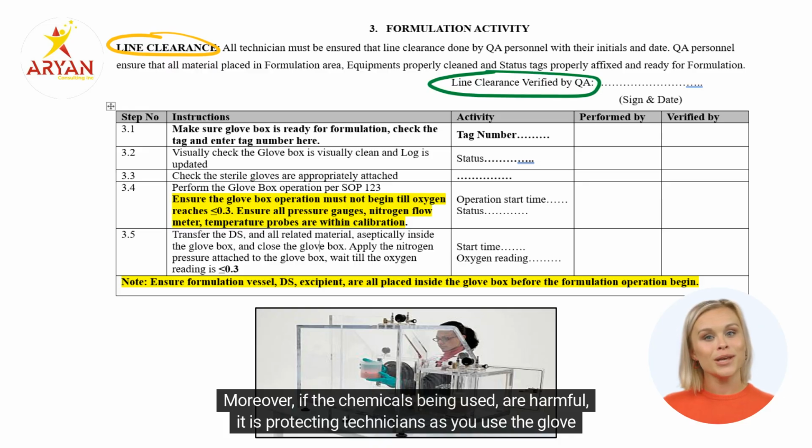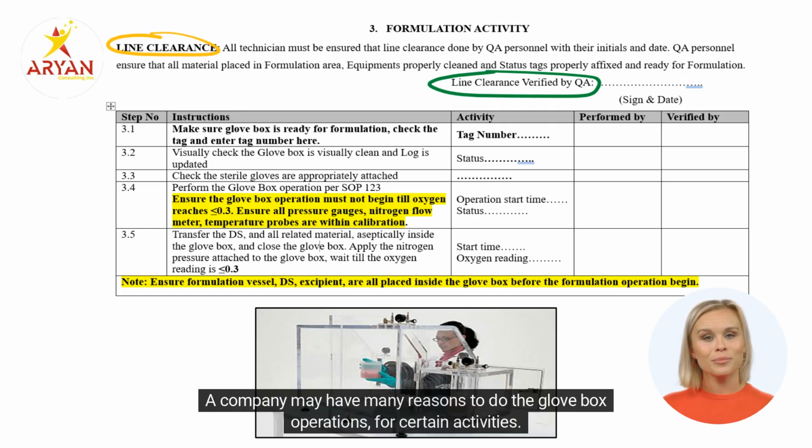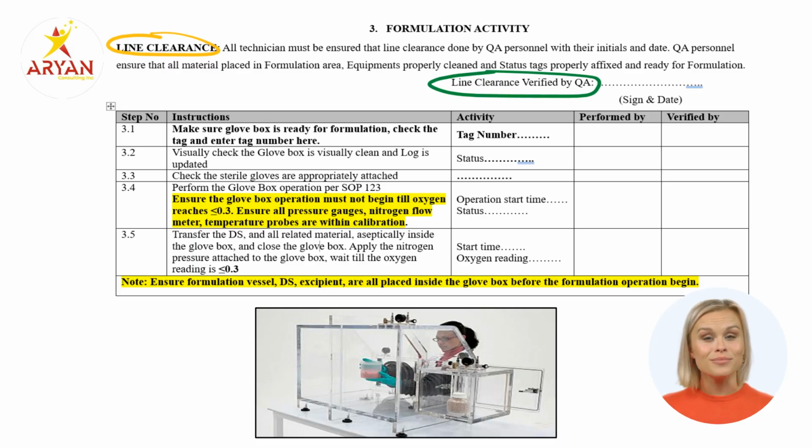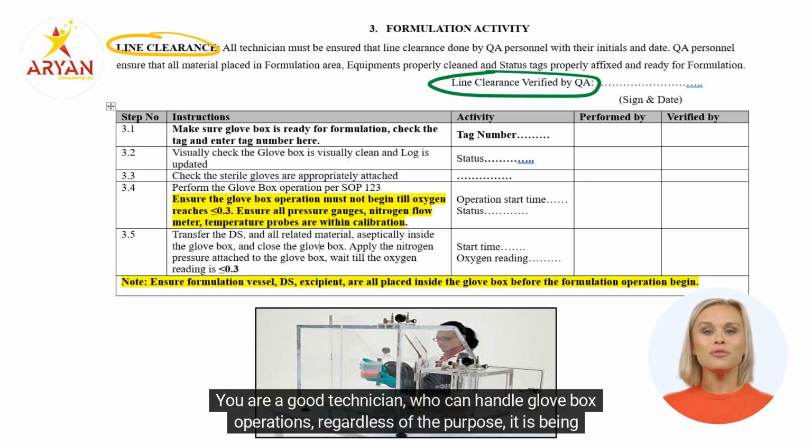Moreover, if the chemicals being used are harmful, the glove box protects technicians as they use it. The glove box can also protect from any damage from spills and other accidents during the formulation. A company may have many reasons to do glove box operations for certain activities. As long as you understand the operations, the concept behind the glove box and its day-to-day operations, you are a good technician who can handle glove box operations regardless of the purpose it is being used for.